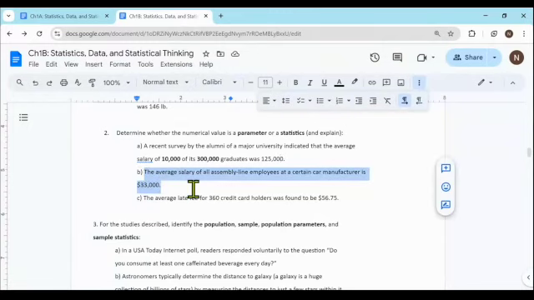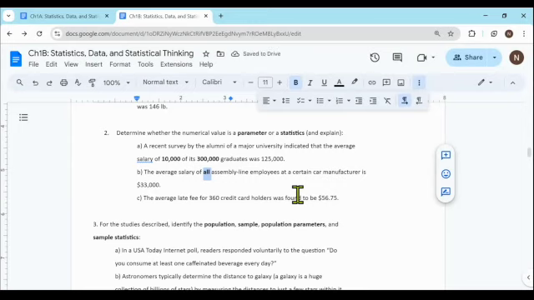Dana, with me. The average salary of all assembly line employees at a certain car manufacturer is $33,000. The keyword here is what? Average salary.